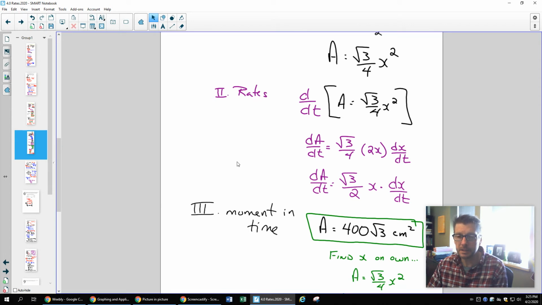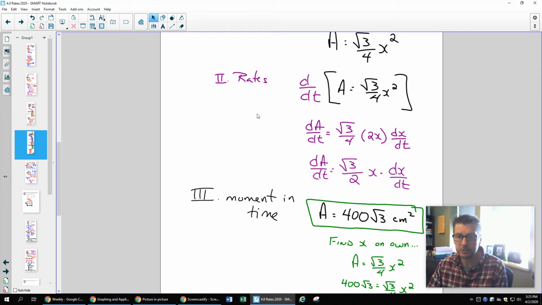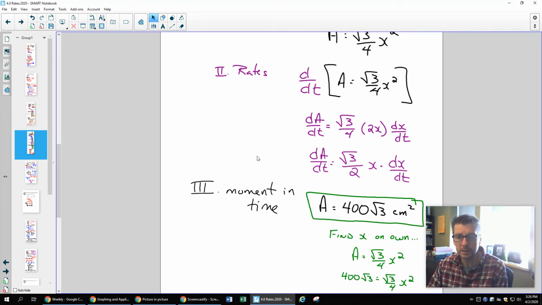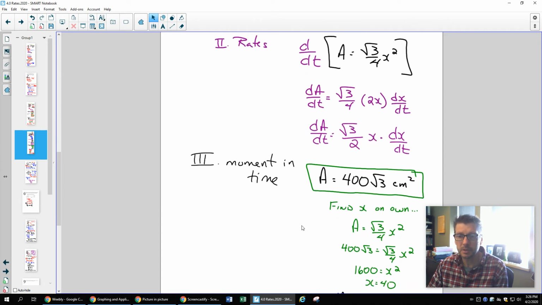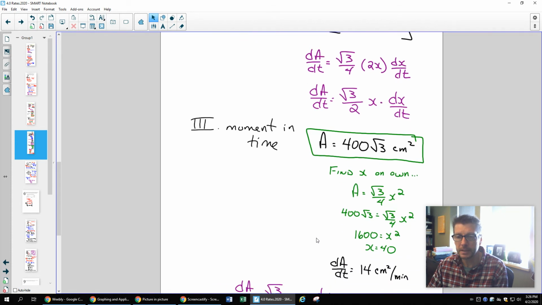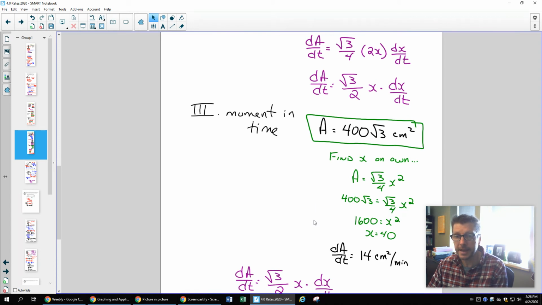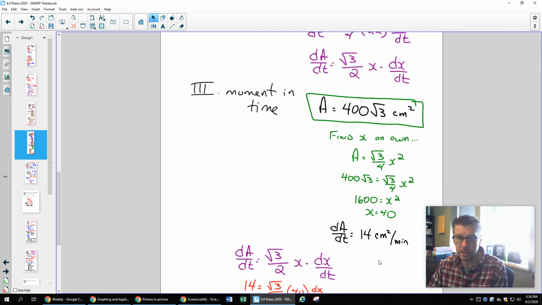Well, this is now Shrek math because we're adding the extra layer here. You are not told directly the height this time. You are told the area of the triangle. So the area of the triangle indirectly gives you the value of x. Because in your formula, area equals root 3 over 4 x squared. If you know the area, you can solve for x. And doing the math, we find that x, at the moment of time that you have your given area, is 40.